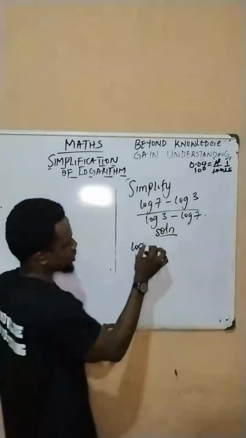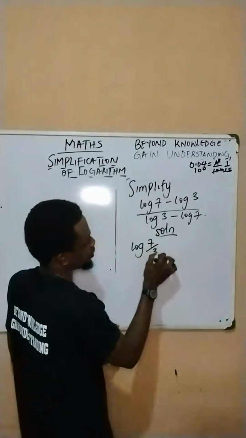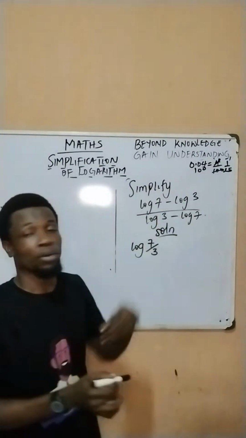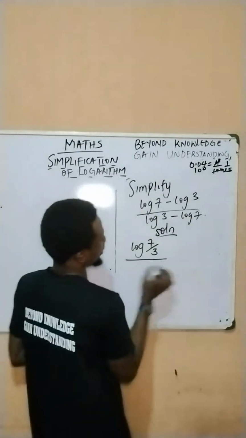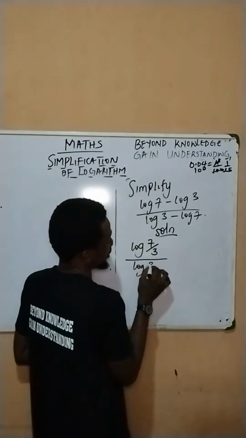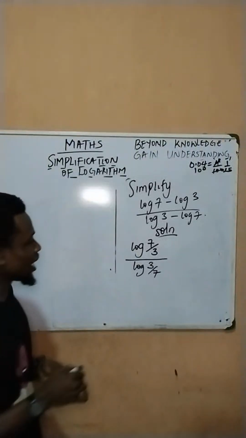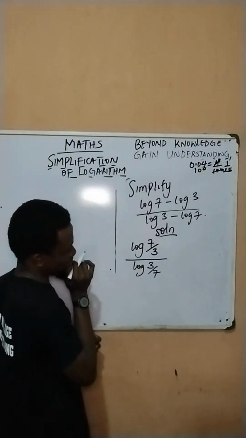So if we continue now, this is going to give us log, since it's negative, it simply means division. So log of 7 over 3, because they have an invisible base of 10, okay? Divided by log of 3 over 7. This is what we have here. And then we can do something here.